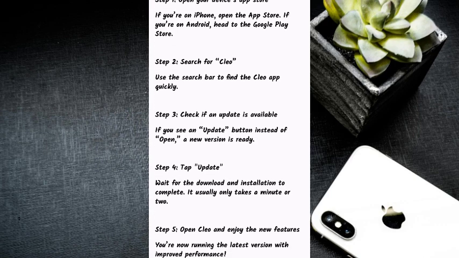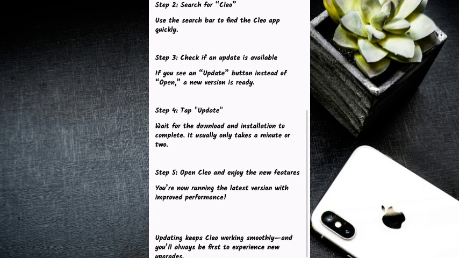Next, just go ahead and tap update and wait for the download and installation to complete. It usually takes a few minutes, depending, of course, on your connection speed. Once that's done, open the Cleo app and enjoy the new features, and you're now running the latest version with the improved performance. Updating keeps Cleo working smoothly, and you'll always be first to experience new upgrades.